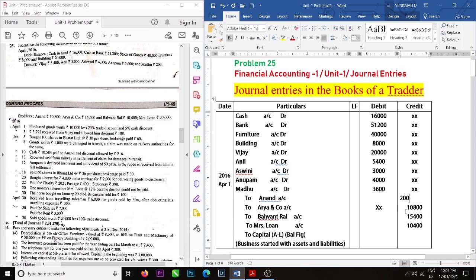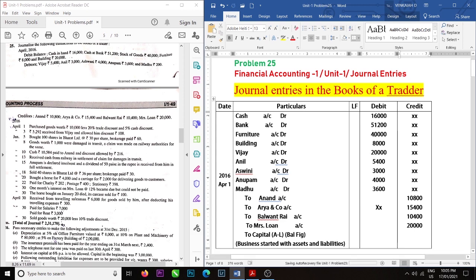Anand 200. Arya and Co 15,400. Balwant Rai 10,400. Mrs. Loan 20,000. And the balance amount will be treated as a capital. You please find the balance amount.